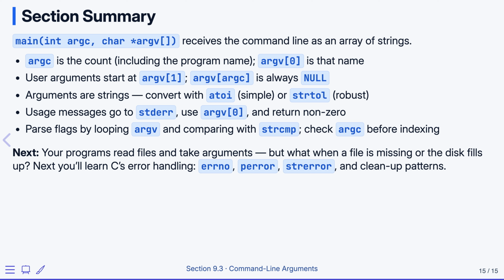Next, your programs read files and take arguments. But what happens when a file is missing or the disk fills up? In the next video, you will learn C's error handling, errno, perror, strerror, and the cleanup patterns that go with them.